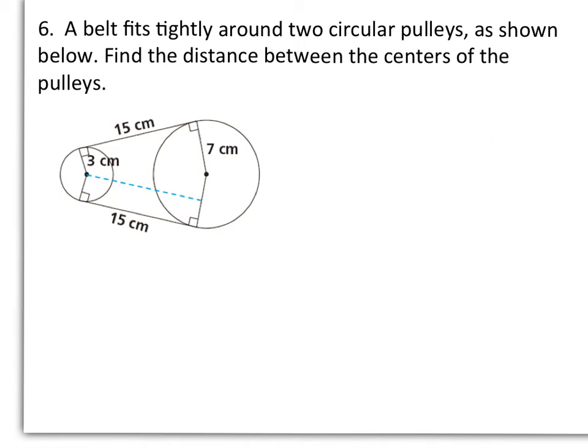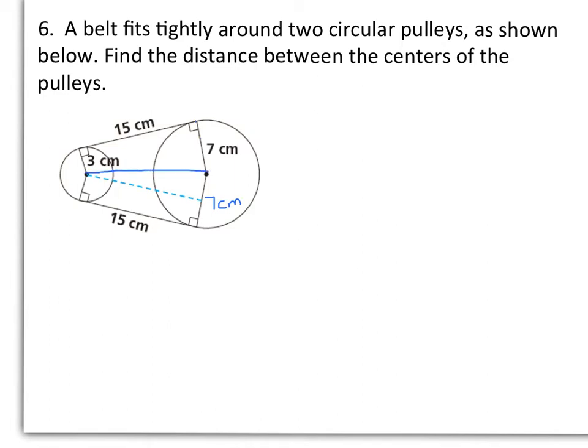Number 6 says a belt fits tightly around two circular pulleys as shown below. Find the distance between the centers of the pulleys. Alright, so we're told in our pulley on the right, our radius is 7, so that means this radius is also 7 centimeters. We're looking for the distance from one center to the other.